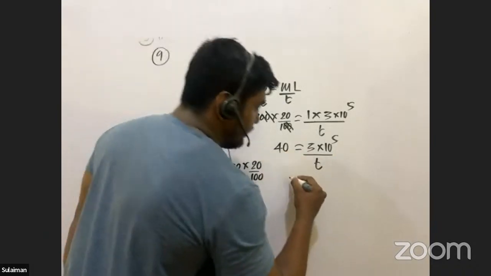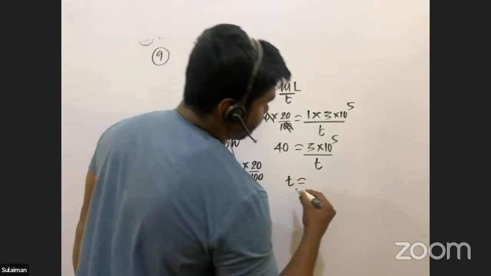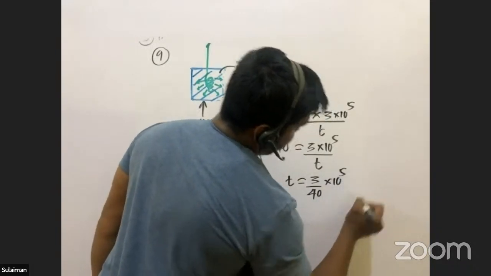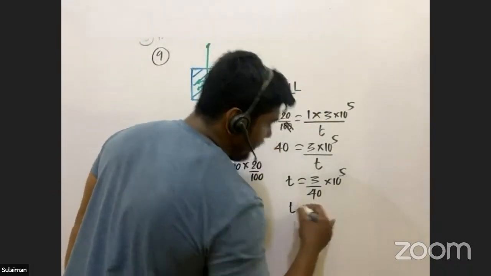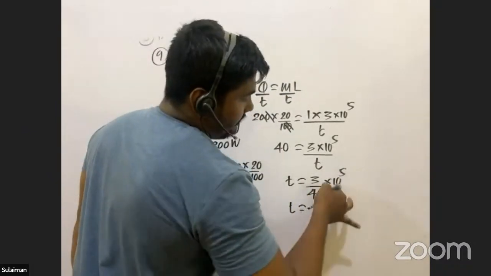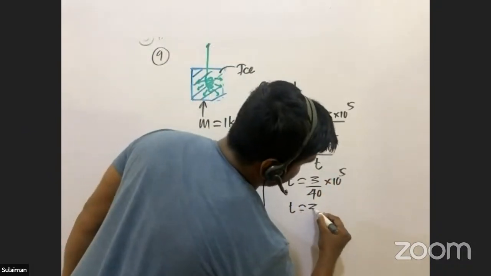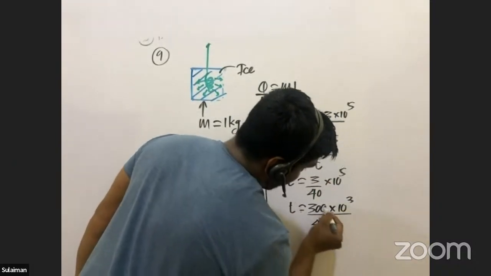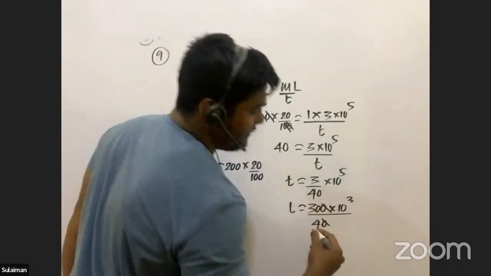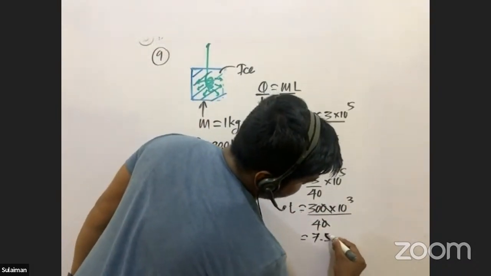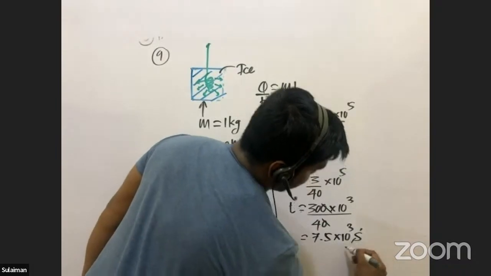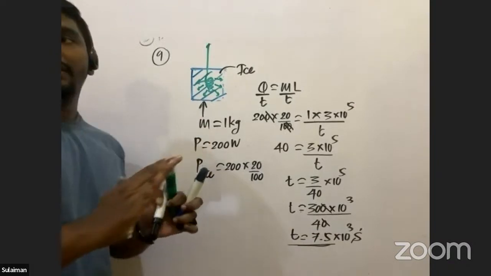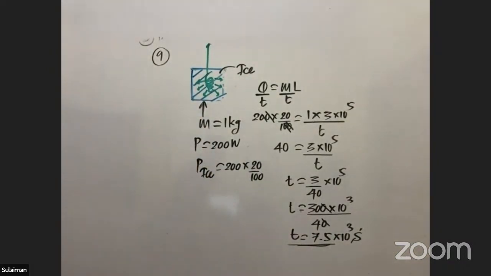If you make simple t the subject, simple t equals 3 over 40 × 10^5. When you further simplify it, simple t equals 300 × 10^3 over 40, the 0 cancels out, 30 over 4 means 7.5. So 7.5 × 10^3 seconds. This is the answer. Hands up, who understood this question? Understood.